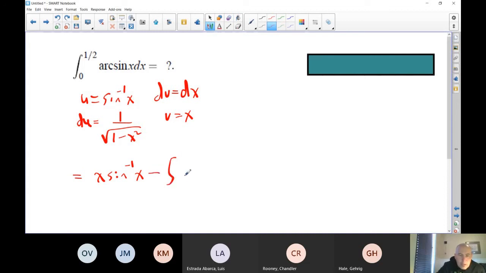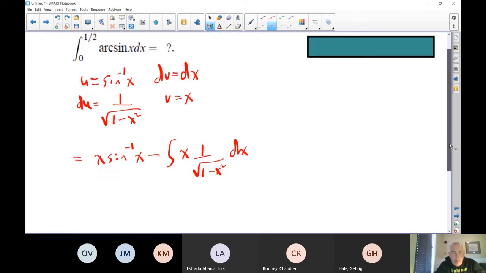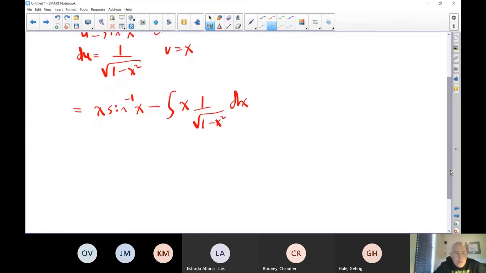Minus the integral of v du. Now, let's tidy this up a bit. Notice I'm completely ignoring bounds for a second. So it's x inverse sine of x minus the integral. I'm just going to rewrite this. This is a chain rule.